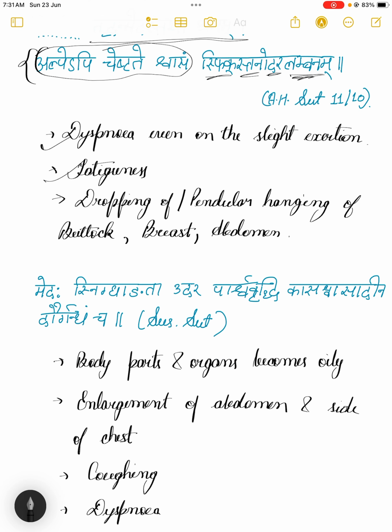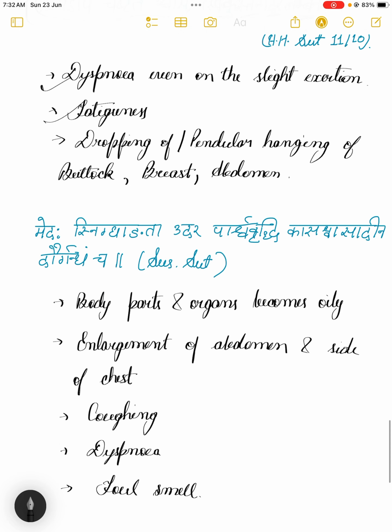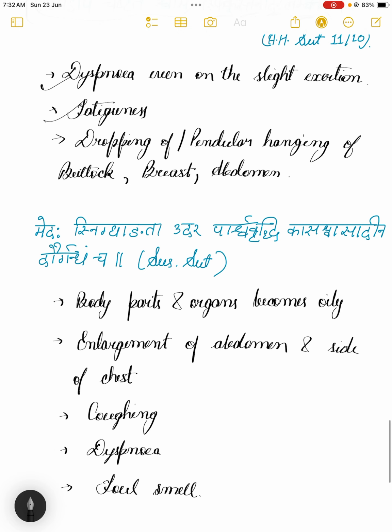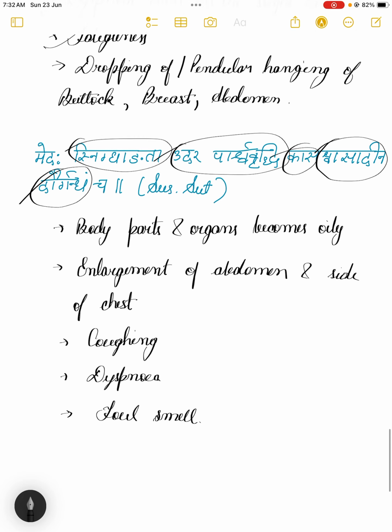Acharya Sushruta in Shutrasthan has mentioned that Medaha Snigdha Angata Udara Parsha Vriddhi Kasa Shwasa Adinang Dorgandhya Cha. Again, what does this mean? Snigdhata means oiliness and Anga means organs of the body, so the body parts and organs become oily. Udara Parsha Vriddhi means there will be vriddhi of the udara, that is enlargement of the abdomen, and Parsha means the side of the chest. Next, Kasa: there will be coughing. Shwasa: there will be dyspnea. Adi means etc. There will be coughing, dyspnea, etc. And Dorgandhya, that is, there will be a foul smell.